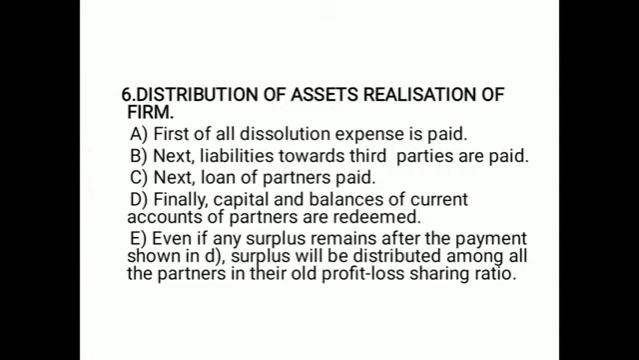Then it won't arise at this point. Hope you understand the difference. Then loan of partners paid. There are three partners, and A and B, both of them have given loan. So it will be redeemed at this stage. If the amount is sufficient, it will be repaid completely. If the amount is insufficient, then it will be paid in the proportion of their loan.